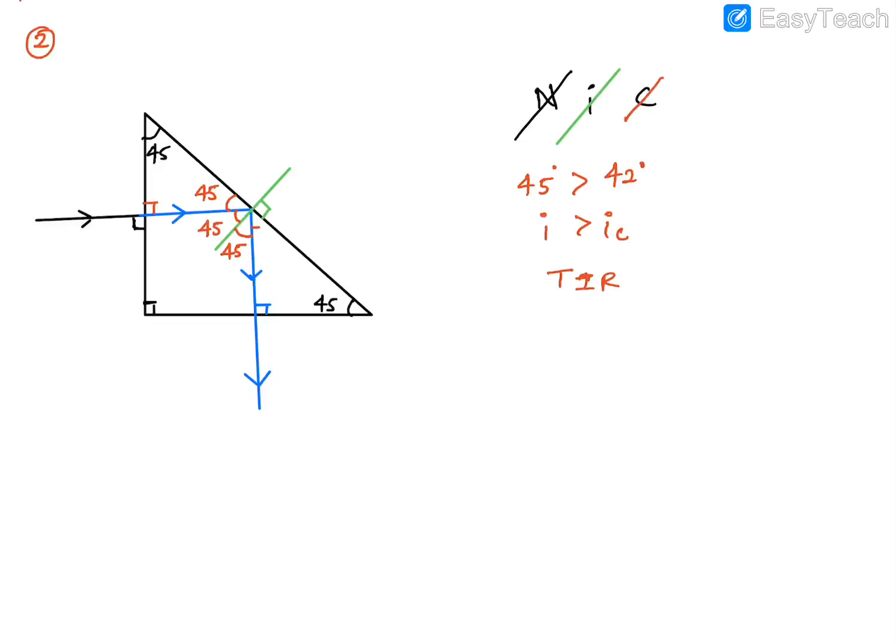How much is this remaining angle? So our normal makes how many degree with the surface? 90 degree. Out of which you already considered 45 degree. So how much is left now? 45 degree is left. So this will be the remaining 45 degree out here. Correct? And that's how you get the other angle as 90 degree.